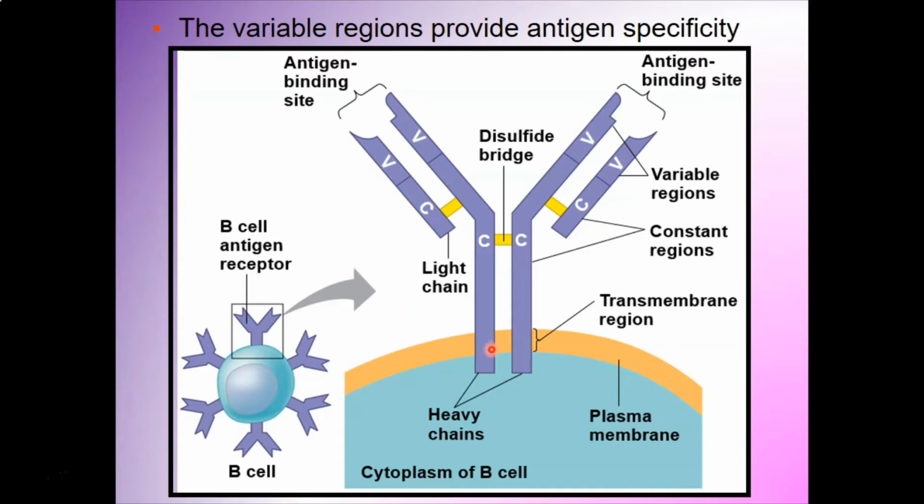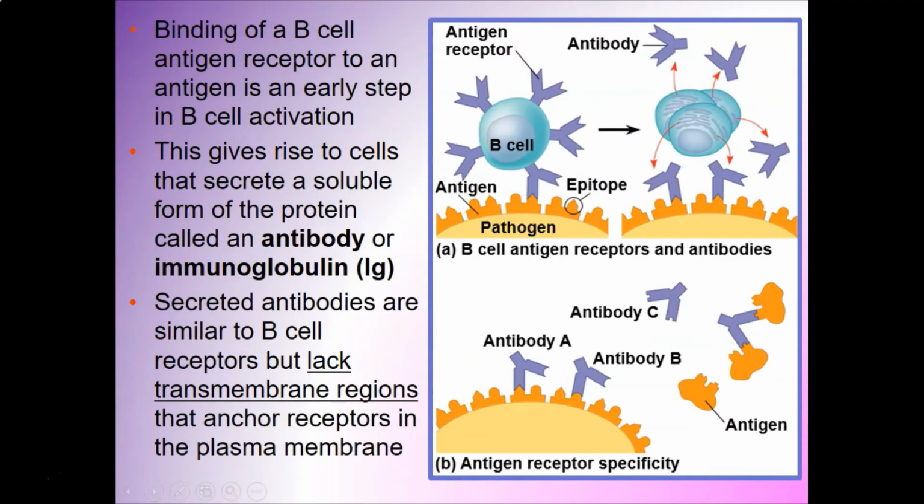And important to know, there's also a transmembrane region to these B cell receptors. So the binding of a B cell antigen receptor to the antigen is an early step in activating these B cells. It gives rise to cells that secrete the soluble form of the protein called an antibody or immunoglobulin, or Ig. And we'll see there are lots of different types of Ig out there. So secreted antibodies are very similar to the receptors. However, they're not going to have that transmembrane region. These receptors that are on the B cell are pretty much the same thing as here, only these don't need the transmembrane region because they're not receptors. They're going to be floating around.